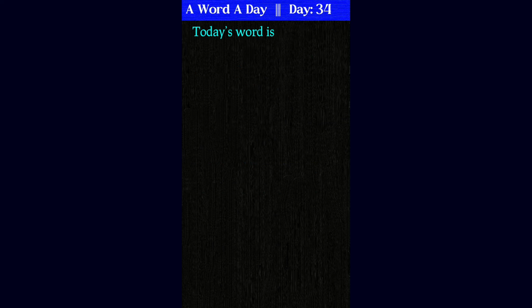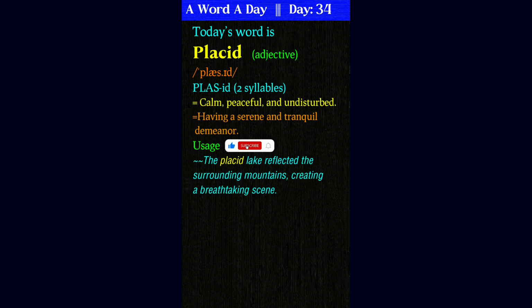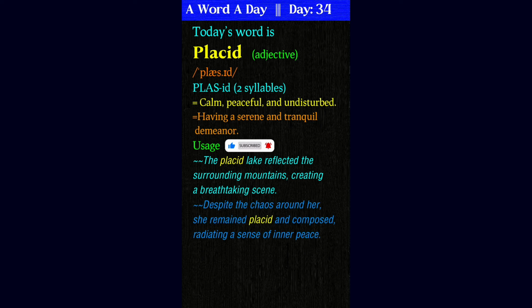Day 34. Today's word is placid. Placid. 2 syllables. Placid is an adjective. Placid means calm, peaceful, and undisturbed, or having a serene and tranquil demeanor. Usage. The placid lake reflected the surrounding mountains, creating a breathtaking scene. Despite the chaos around her, she remained placid and composed, radiating a sense of inner peace.